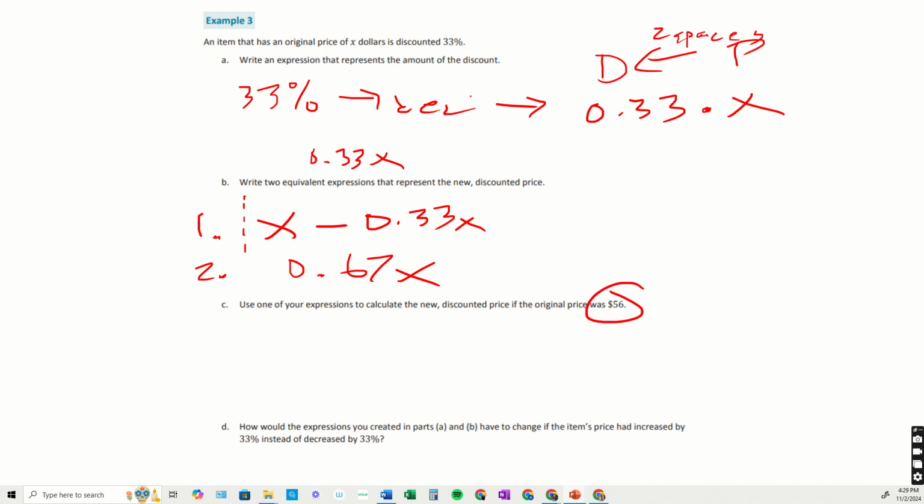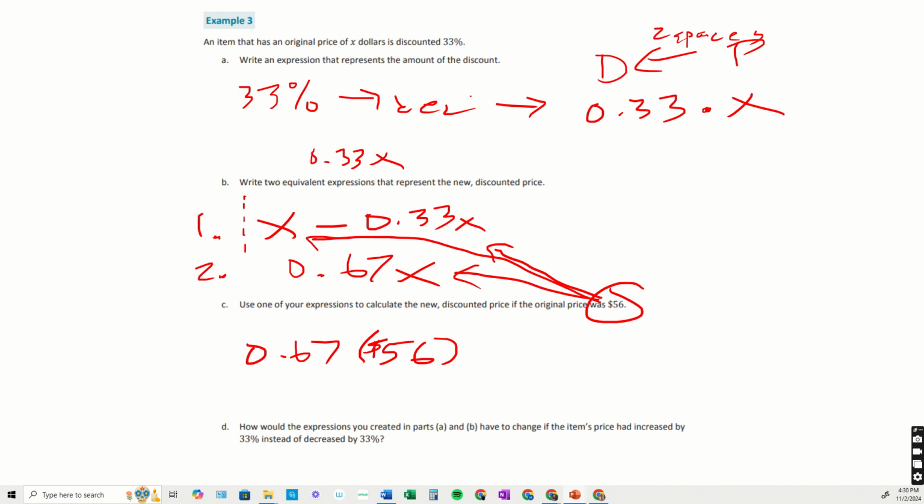What we're going to do is take that 56 and plug it in anywhere we see an x. Now, the faster one to do would be the bottom one. It doesn't really matter. So let's go ahead and do the bottom one, and we can use the top one to confirm it later if we want to. So 0.67 times $56, and I put it in parentheses, and the way you're supposed to do that is put that in parentheses so that anybody who follows your work knows that that's the number you substituted or plugged in. And I get the new discounted price of $37.52.